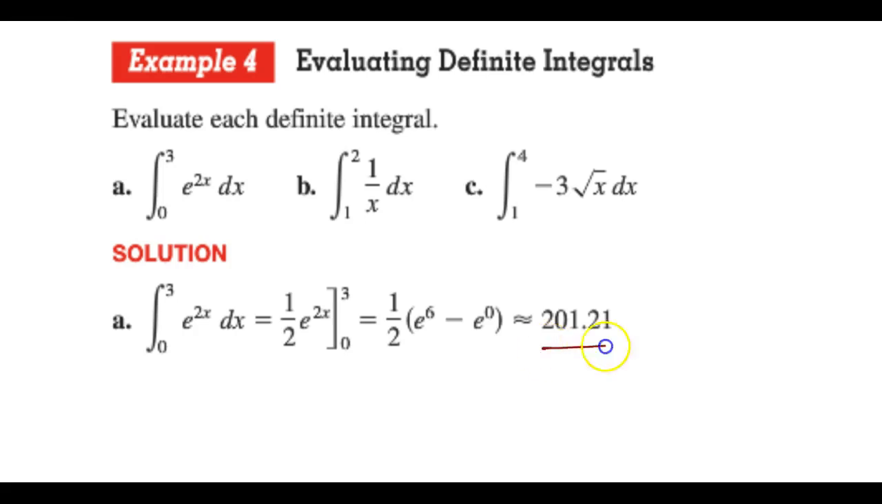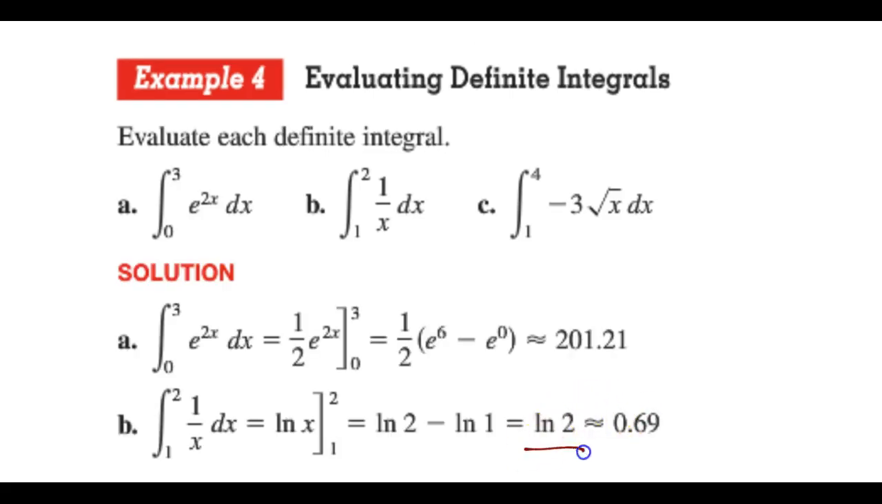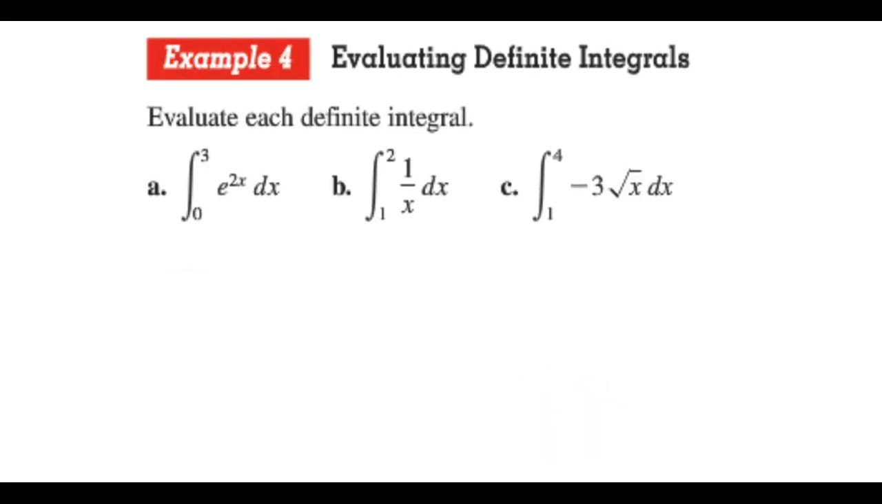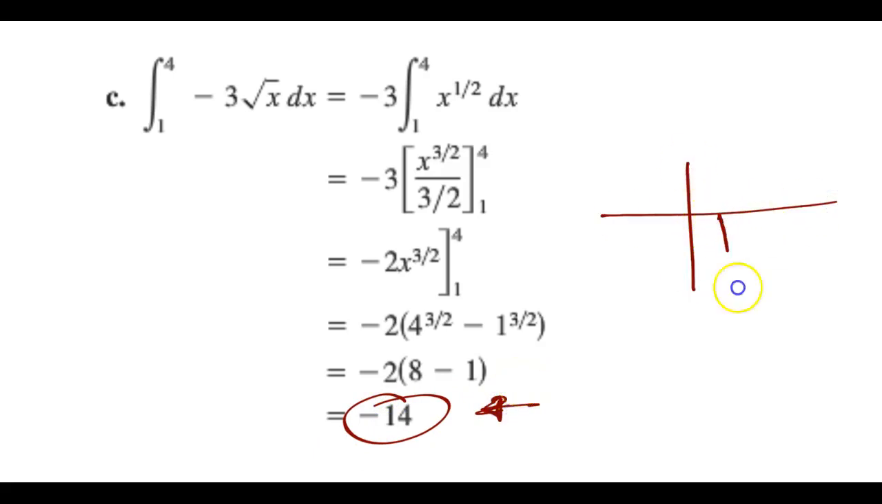So I hope they explain. Oh, they just went decimal form here. I had the exact answers, and yep, the ln of 2, and for this one, yep, -14. But again, I wanted to talk, up until now, negative area did not make sense, but it just means that I've got area underneath the curve. So that's what negative area means.